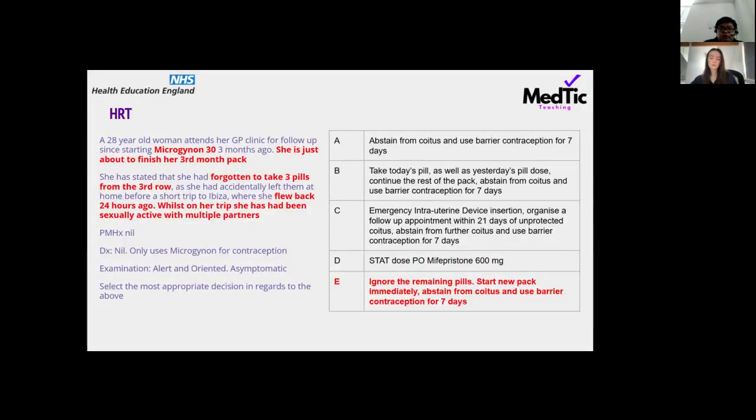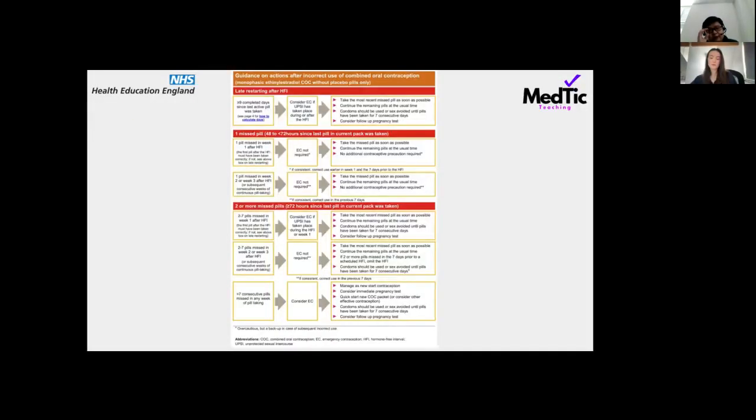The best way to solve these questions, because it's quite hard to see in the BNF or Medicines Complete, is to actually study a table like this. This table is provided by the Faculty of Sexual and Reproductive Healthcare, or the FSRH, here in the UK. And it's probably one of the best tables I've ever seen that really summarizes all these points.